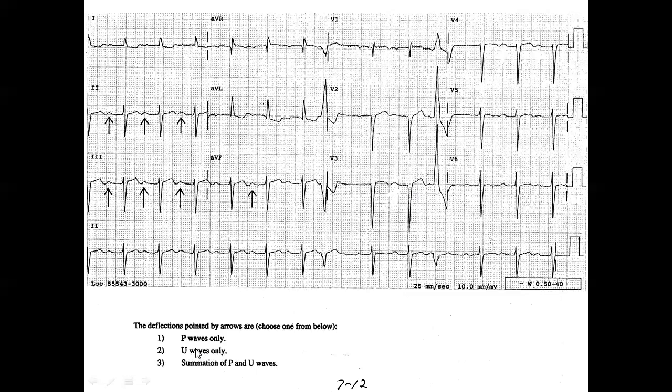If it is a U only, without a P, that means this is an accelerated junctional rhythm. What's the clinical significance of accelerated junctional rhythm? Digitalis intoxication or excess amount of catecholamines circulating, which means any stressful condition. So it's very important to be able to find out whether it's a P alone or U alone or a summation of a P and U, because it has good clinical relevance.